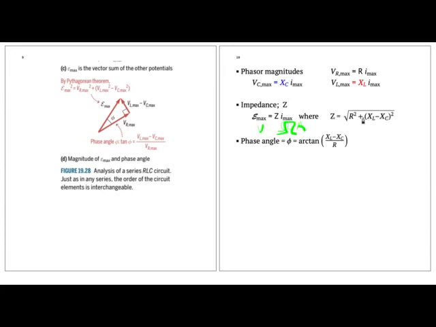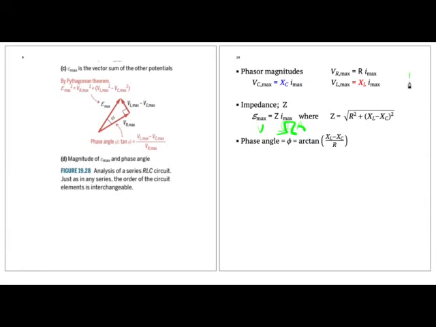So Z depends on the frequency. And then there's also the phase angle between current and voltage. It's the arctangent of VL minus VC, actually XL minus XC over R. All three of these terms are proportional to I max. So I can just cancel the I max and write it as XL minus XC over R.